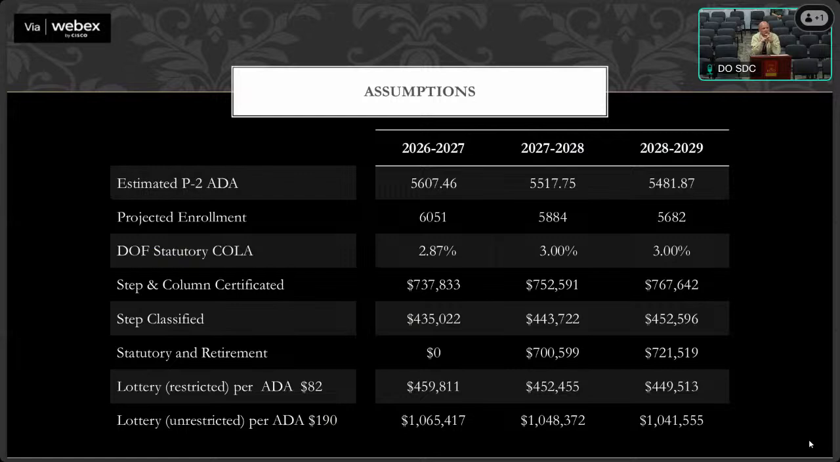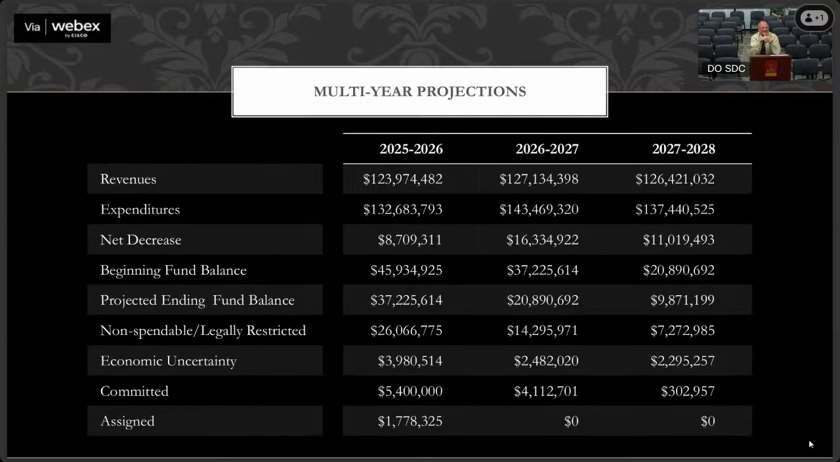Yep. And we could build some of those projections on maybes, but I'd rather not. I would rather wait to see it coming, because then you've got developer fees and all kinds of stuff that's going to change the world, right? So we'll see. Gotcha. Did that help? Yeah. Okay. So with those assumptions, we make our multi-year projections.